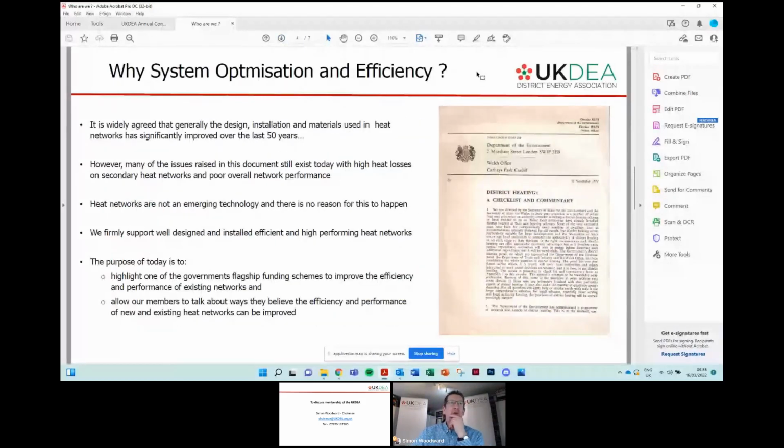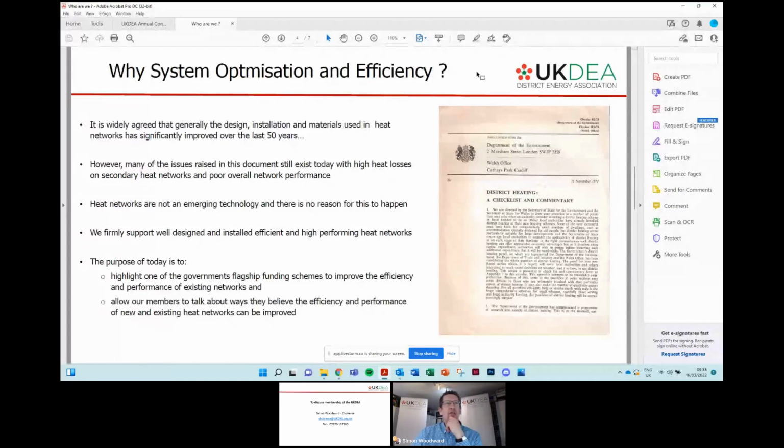So you might ask, why system optimization and efficiency? Well, the picture on the right is a document that was produced over 50 years ago. It was a district heating checklist and commentary. It's quite staggering that it was such a weighty tome produced 50 years ago, and we're still where we are today. But it was agreed even then that the design, installation, and materials used in heat networks were incredibly important.